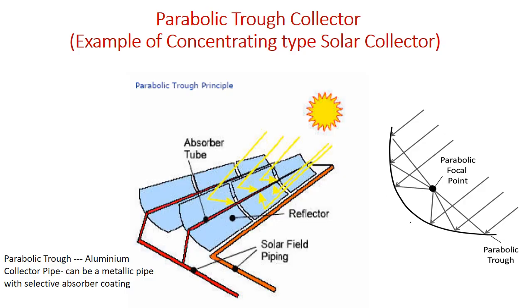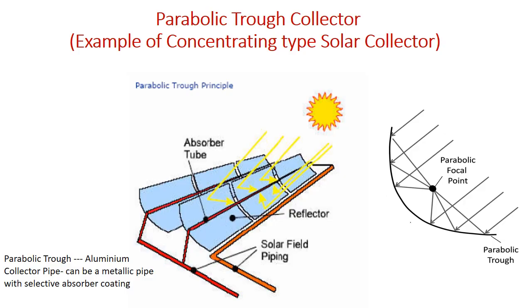So we have a parabolic trough, or a collector in the shape of a parabola. When the radiation of the sun falls on this collector, it is reflected to a common focal point. Here the common focal point is the pipelines carrying water.